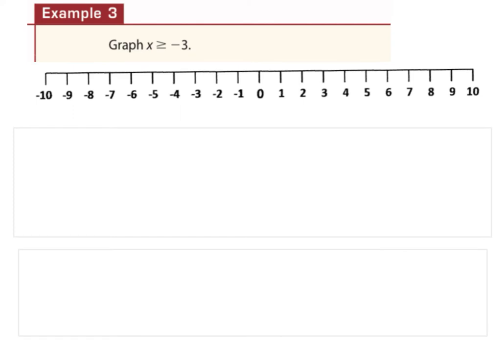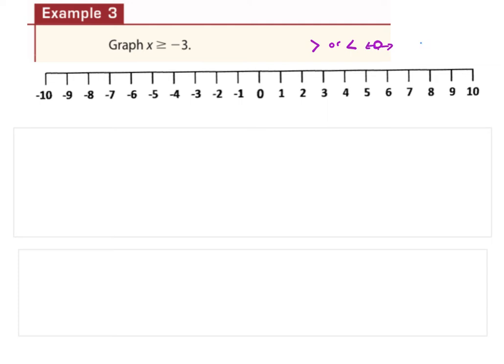Graph x is greater than or equal to -3. You have to distinguish between greater than and greater than or equal to when you graph these. The way you distinguish is how you do your circle or your dot that goes on the number. If you just have greater than or less than, you are going to do an open circle on your graph and graph one way or the other, depending on what it is.